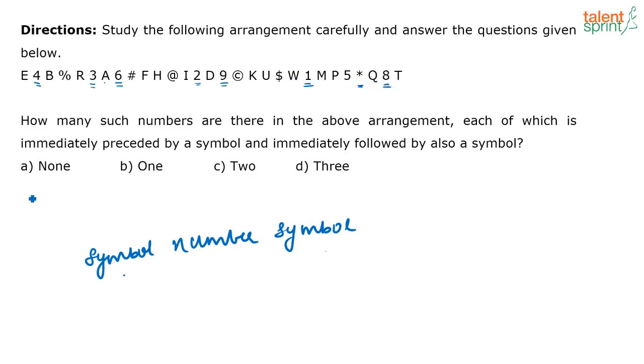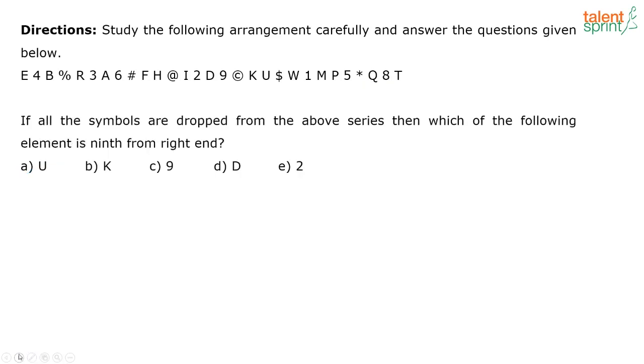So the correct answer for this question will be none, because there are no such numbers before which there will be a symbol and after that also there is a symbol. There is no such number in the given arrangement. So the correct answer for this will be none.